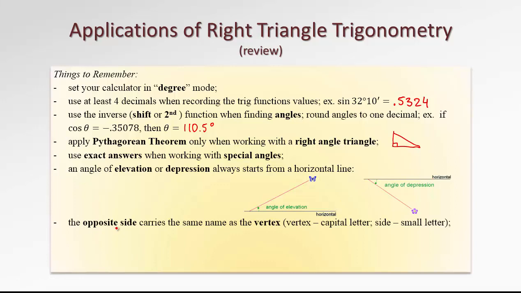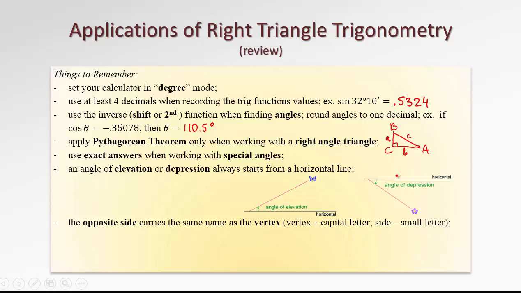Some rules about notation. The opposite side carries the same name as the vertex. The vertices of a triangle are marked by capital letters, for example A, B, C, and the sides carry the same name but marked by small letters. So for example, this side is opposite to angle A, so it carries the same name, it's a side a. That side is opposite to C, so it carries the name c, and this side is opposite to B, so it is b.